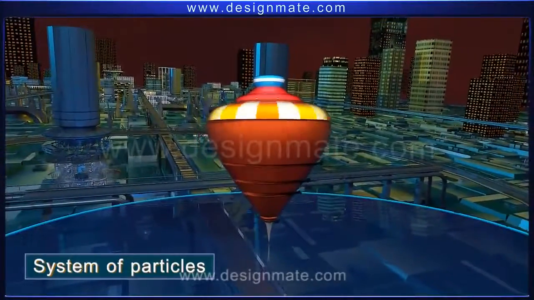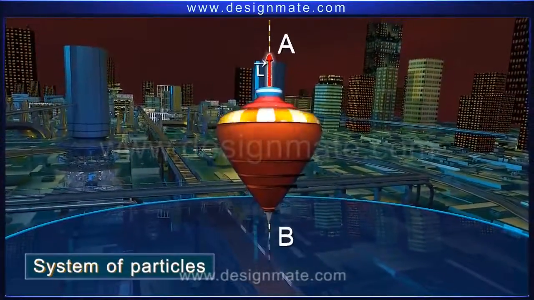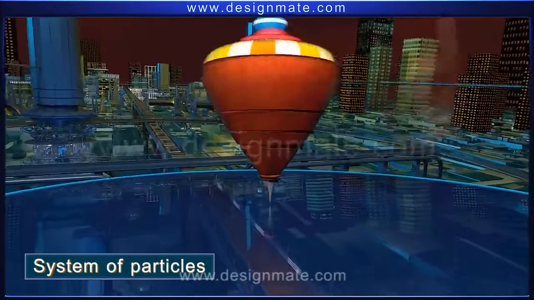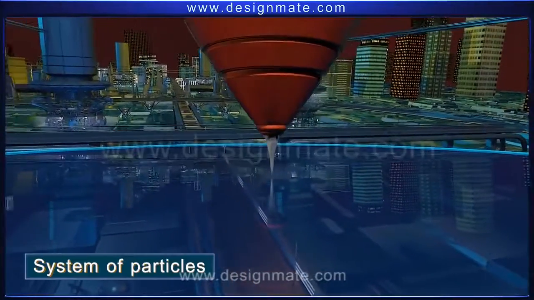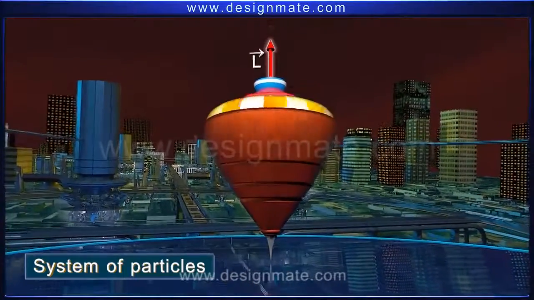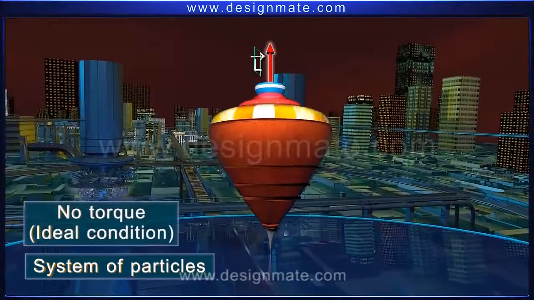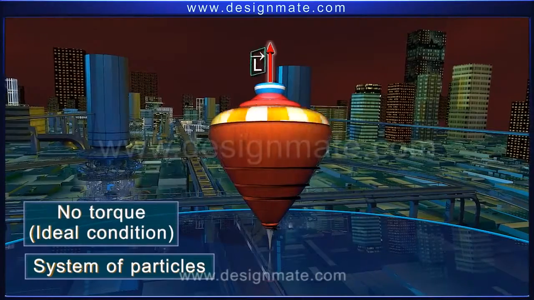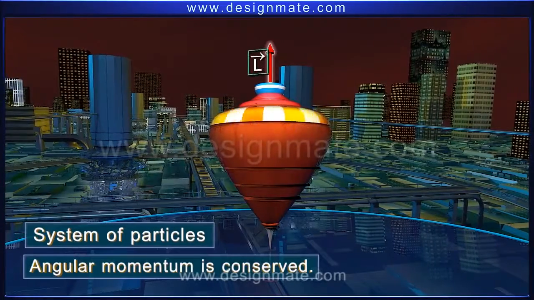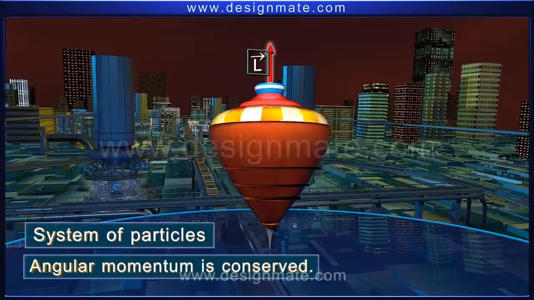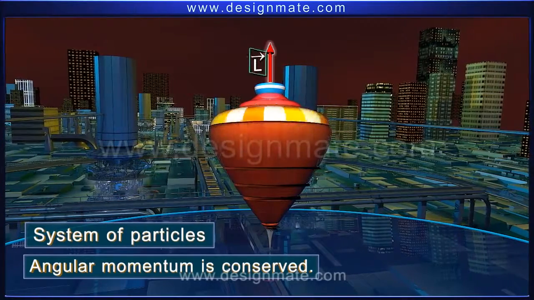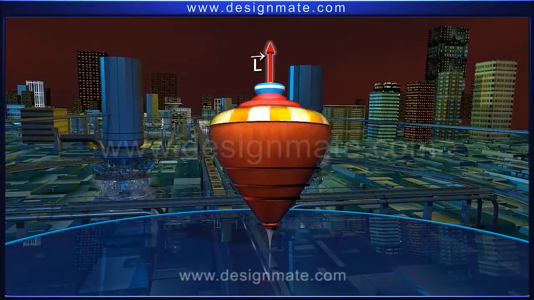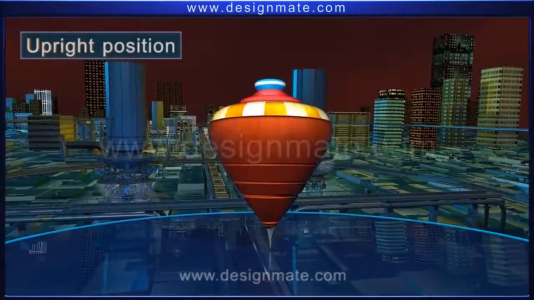A spinning top also possesses angular momentum about the line AB, whose direction is given by the right-hand rule. If we neglect friction, we can say that there is no external torque acting on the top. Thus, there is no change in its angular momentum. Therefore, its angular momentum is conserved. It means that neither the direction nor the magnitude of angular momentum changes. Hence, it keeps spinning in an upright position.